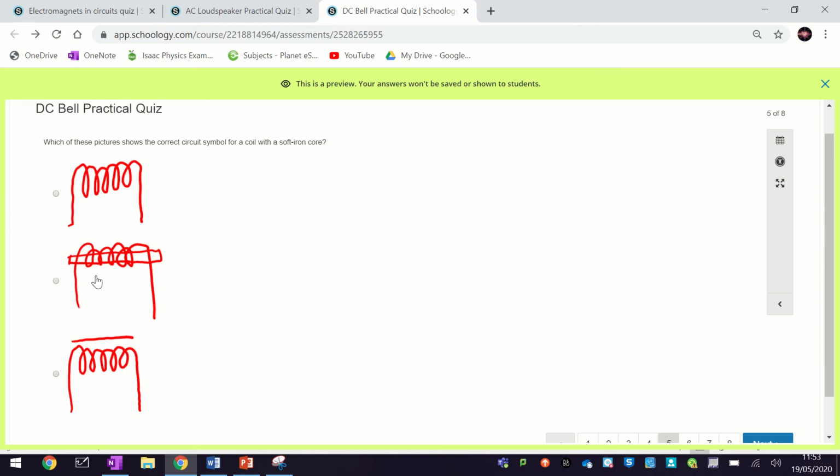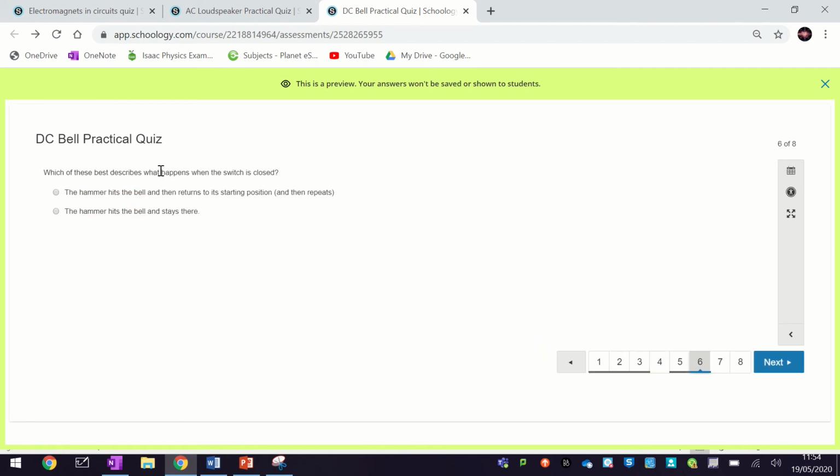As I just mentioned, our circuit symbol for an electromagnet or a coil with a soft iron core is this one down here. Although in reality it might look like this, this is actually the diagram that we draw, and you can see it's much cleaner and simpler, which is why we opt for that.